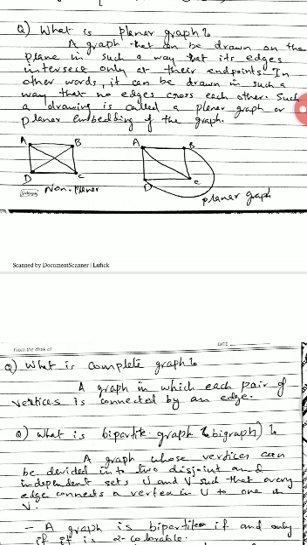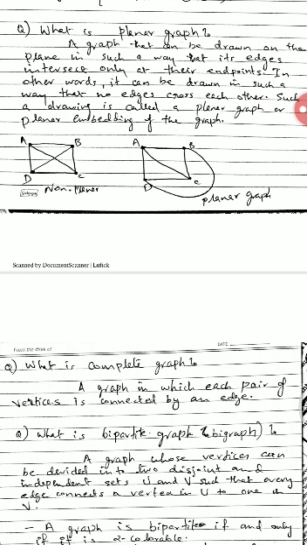You can see a graph with four vertices, and these edges A, C, B, D are intersecting. It's a non-planar graph. How can we convert it to a planar graph? It is shown in the next figure. Then what is a complete graph? A graph in which each pair of vertices is connected by an edge. Such a graph is called a complete graph.